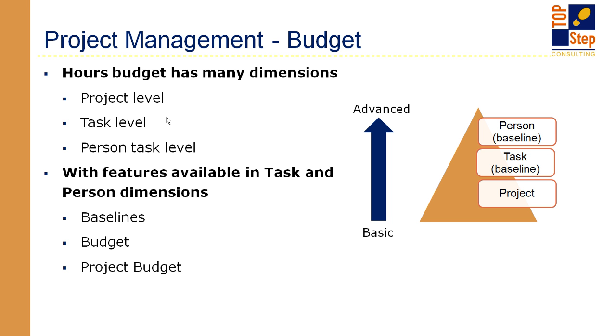It really depends on your business need. The other thing is the features that are available. So baselines, as I had mentioned a little bit, they capture the task and person dimension. Hours budget can be done at task, person, or project level. And the new project budget feature is pretty much at your project or task level. It doesn't go down to that person level.